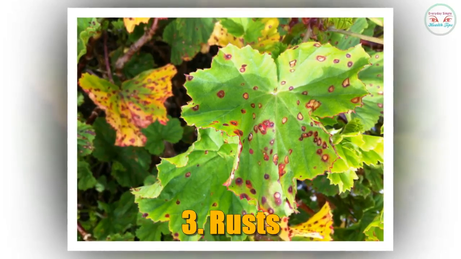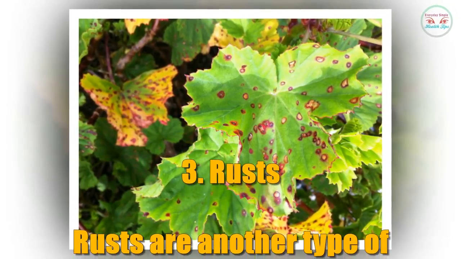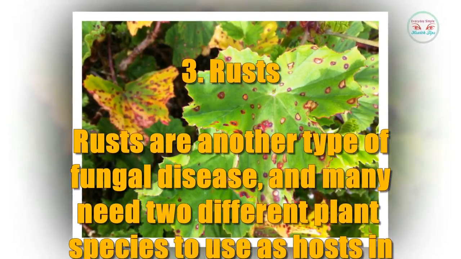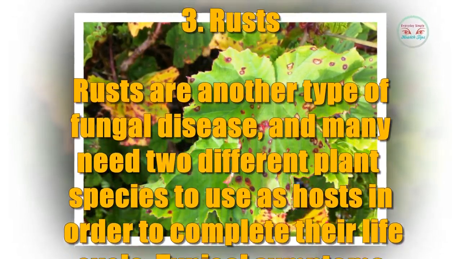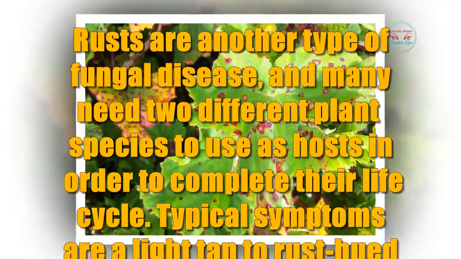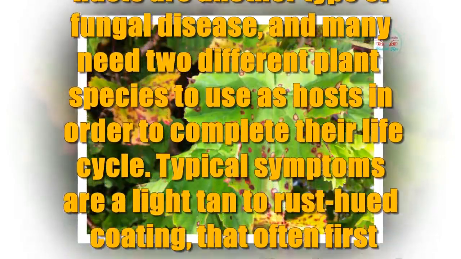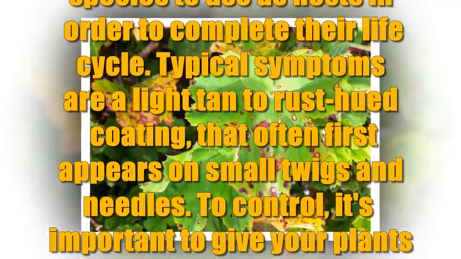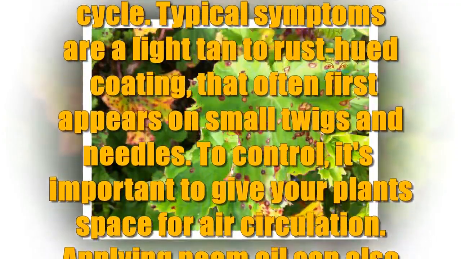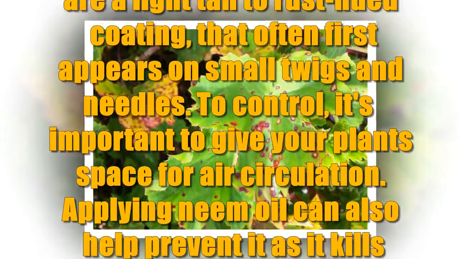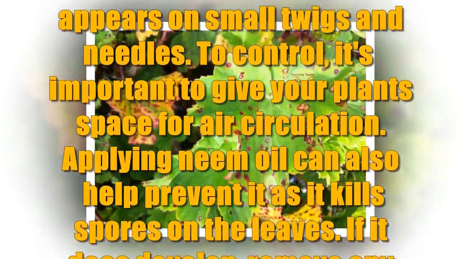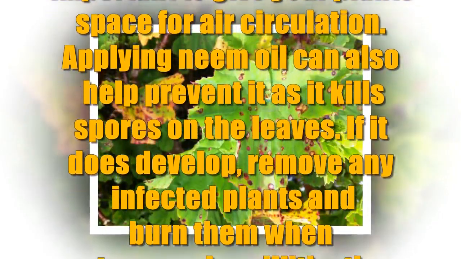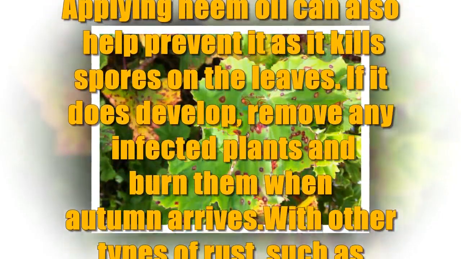3. Rusts. Rusts are another type of fungal disease, and many need 2 different plant species to use as hosts in order to complete their life cycle. Typical symptoms are a light tan to rust-hued coating, that often first appears on small twigs and needles. To control, it's important to give your plants space for air circulation. Applying neem oil can also help prevent it as it kills spores on the leaves.